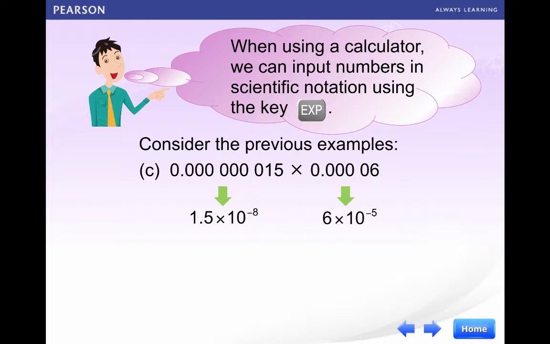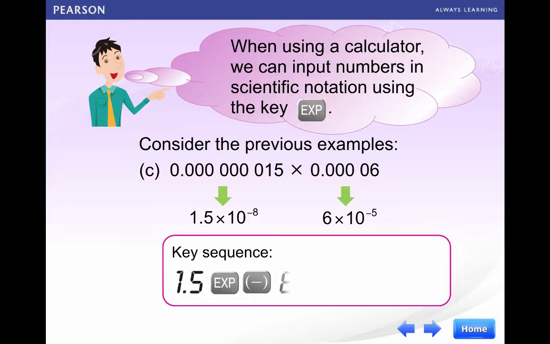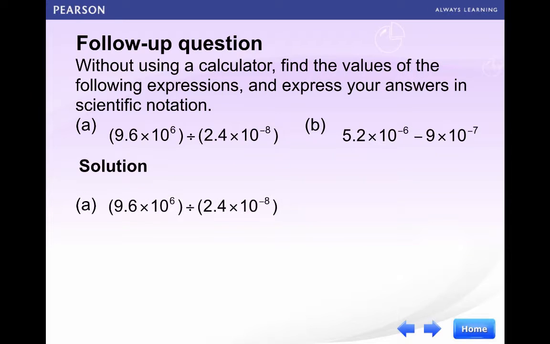For this one, you can key in 1.5 and then EXP and then negative 8, because the index is negative 8, times another number 6 and then EXP negative 5. EXP negative 5 means the number is multiplied by 10 to the power negative 5. So you can find the answers.